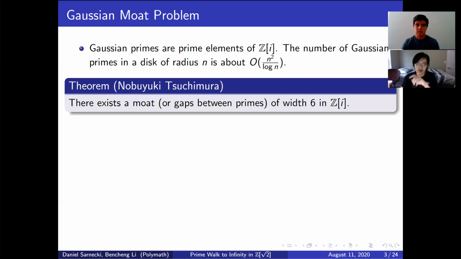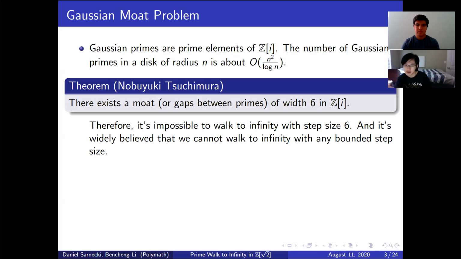And remember that the prime number theorem tells us that the number of primes between 1 and n is about n over natural log n. So there are many more primes in Z[i]. Actually, the theorem says a moat of width 6 will exist in Z[i]. This is equivalent to saying that it's impossible to walk to infinity with step size 6 in Z[i]. And it's also widely believed that we cannot walk to infinity with any bounded step size.